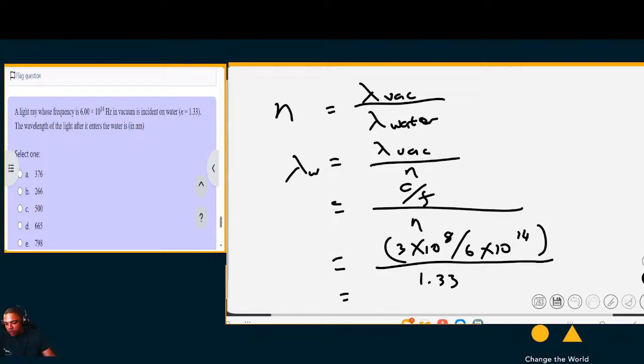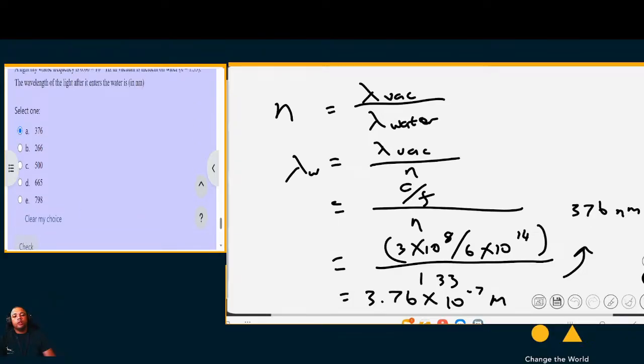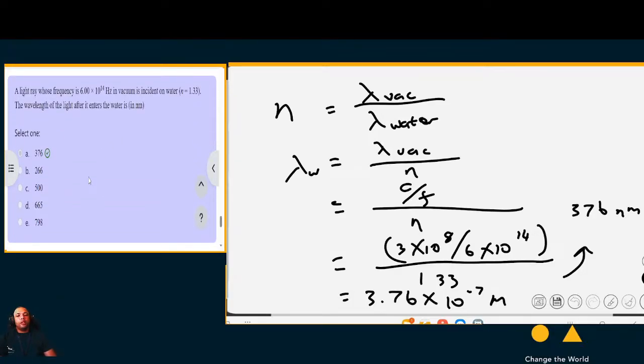And the wavelength in water is 3.76 times 10 to the negative 7 meters. Or if you move it along, it is 376 nanometers. Let's check there. 376 nanometers. And yep, that is correct.